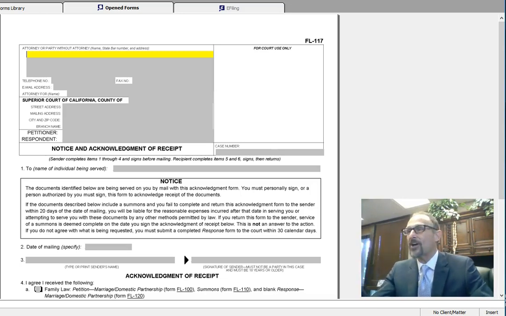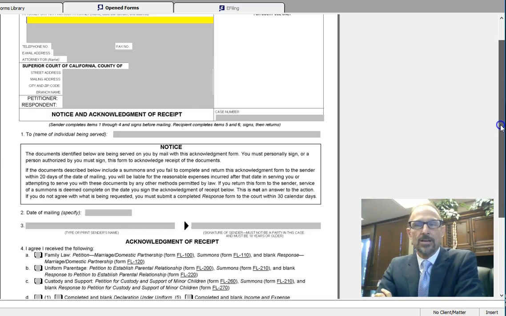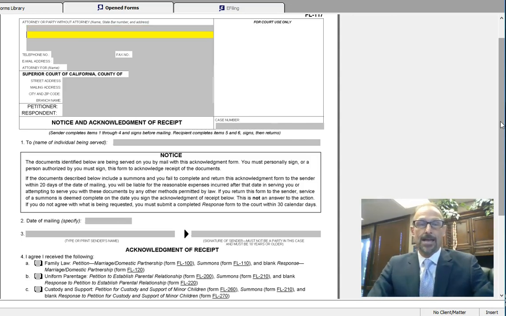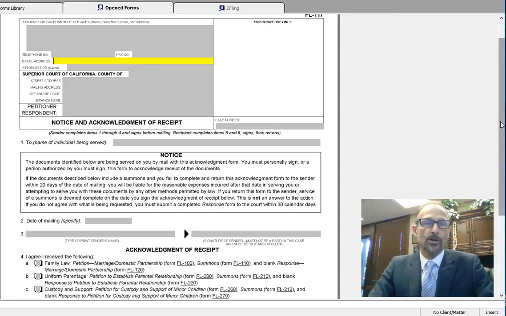Pull it up. It's an FL-117. And those of you that can see the form while I'm doing this, that's fantastic. I'm going to start at the top. Just like every form, at the top, you're going to list your name and address and telephone number. If you have a fax number, great, put it there. If you don't, no problem. It's not required. Email address, same thing, not required.